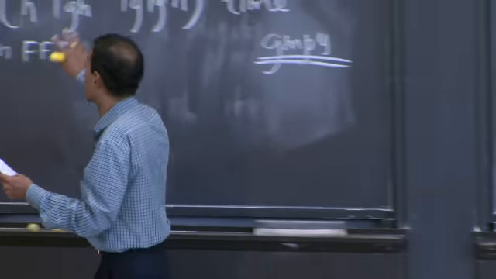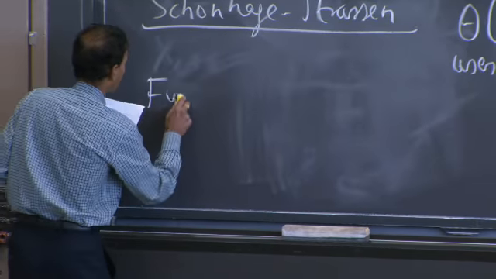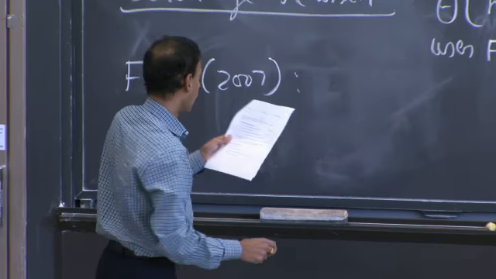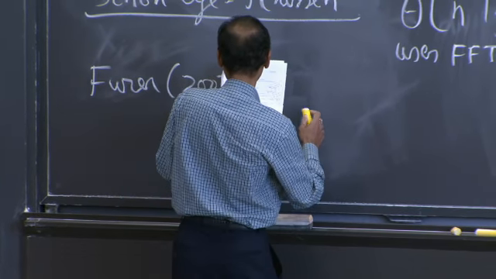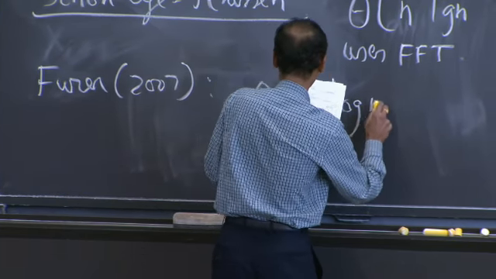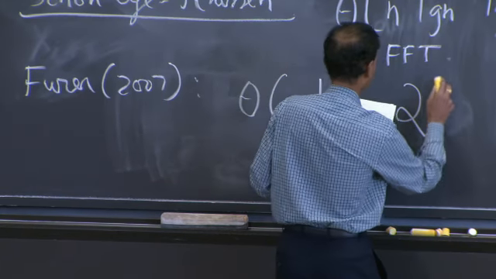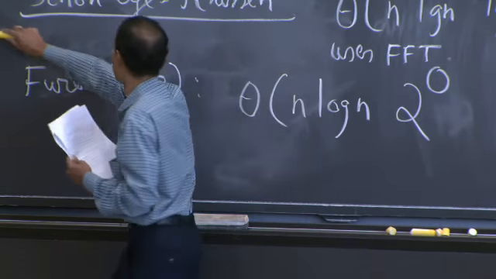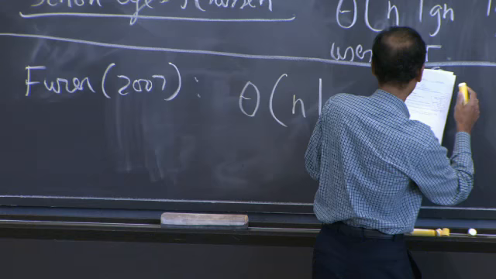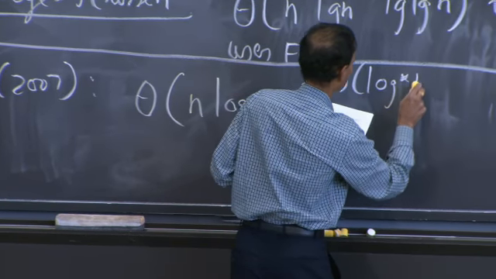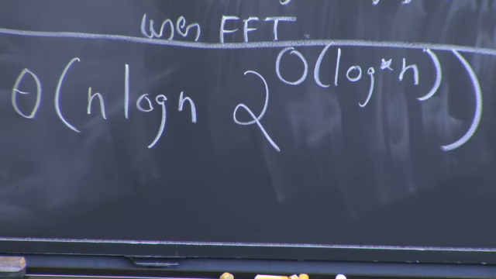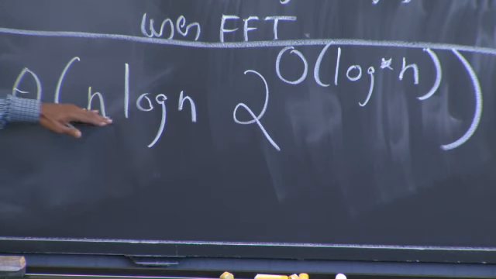So lastly, this looked pretty good for a while. And from a theoretical standpoint, there was a breakthrough. A guy by the name of Fürer came up with this algorithm that is n log n, and let me write this carefully, 2 raised to big O, that's an upper bound, of log star n. Okay, that makes sense? No. I'll have to explain it. Okay, so what does this mean? This part is clear, right?